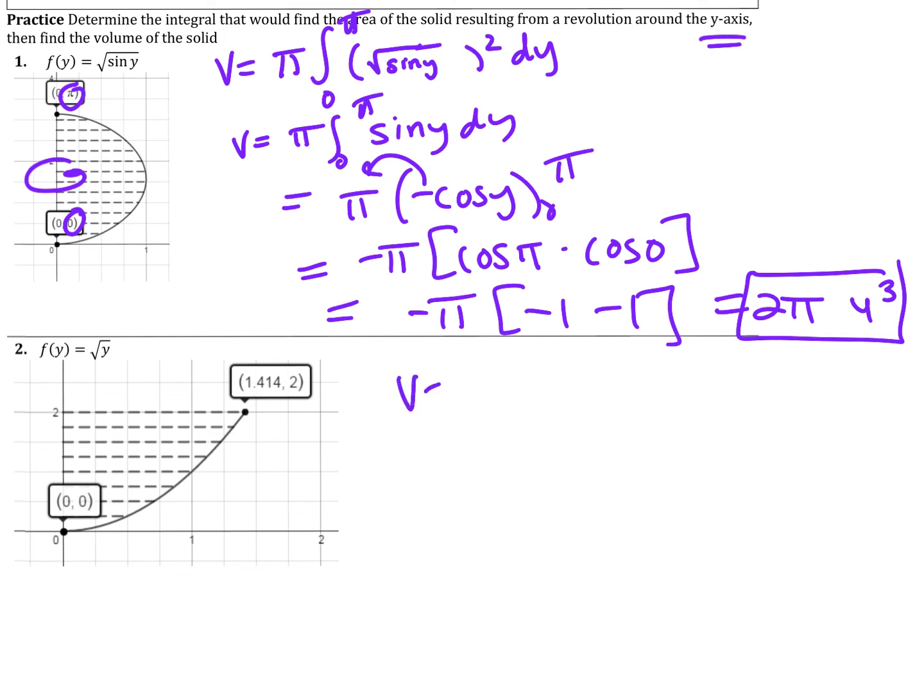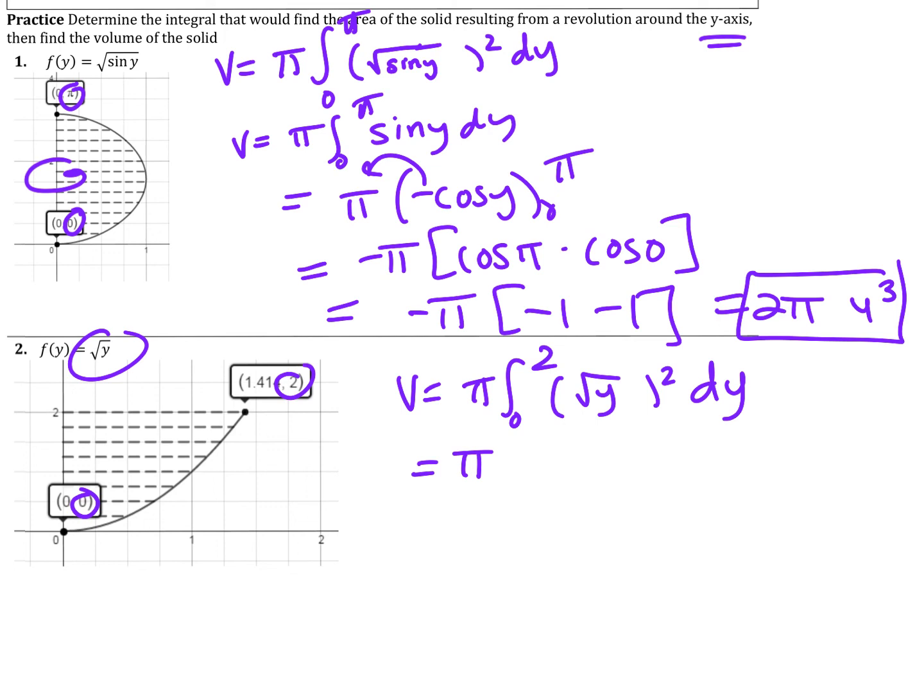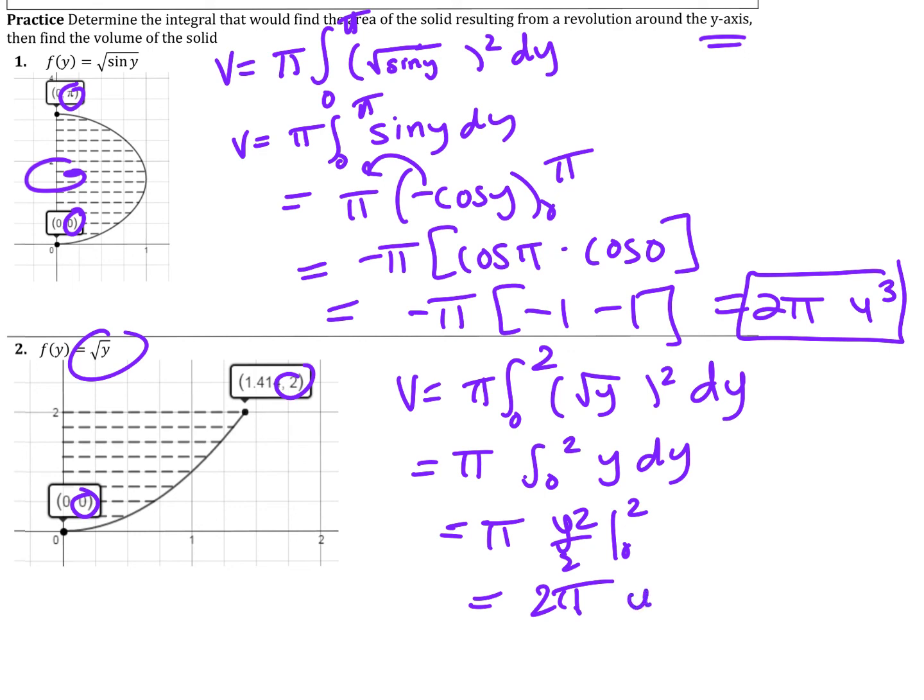All right, hopefully you have had time to work through this. The volume is going to be pi times the integral of some r squared dy. Now, our r value is the square root of y, and if we're looking at the y's here, we're going from 0 to 2. So this is pi times the integral from 0 to 2 of y dy, which is pi times y squared over 2 from 0 to 2, which is going to be pi times 4 over 2 minus 0, or 2 pi units cubed.